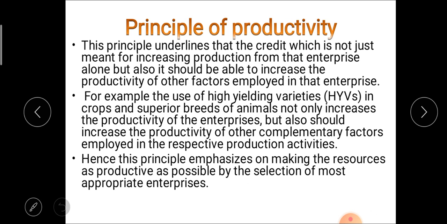For example, the use of high yielding varieties with fertilizers and chemicals can increase the productivity of other factors of production. So this principle emphasizes making the resource as productive as possible by selecting the most appropriate enterprise. This is the next principle, the principle of productivity.